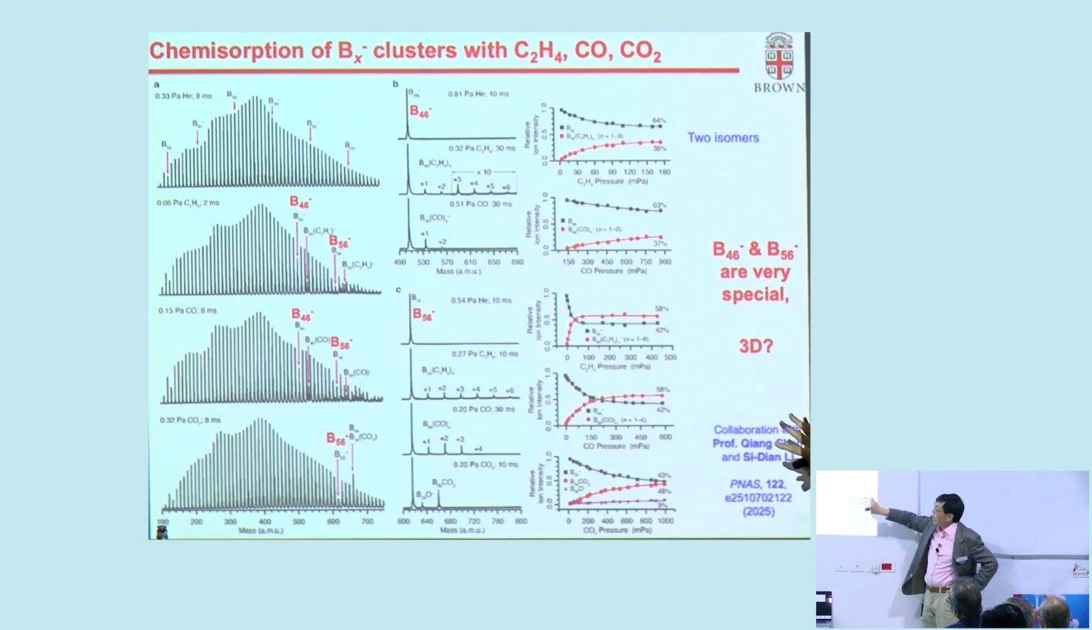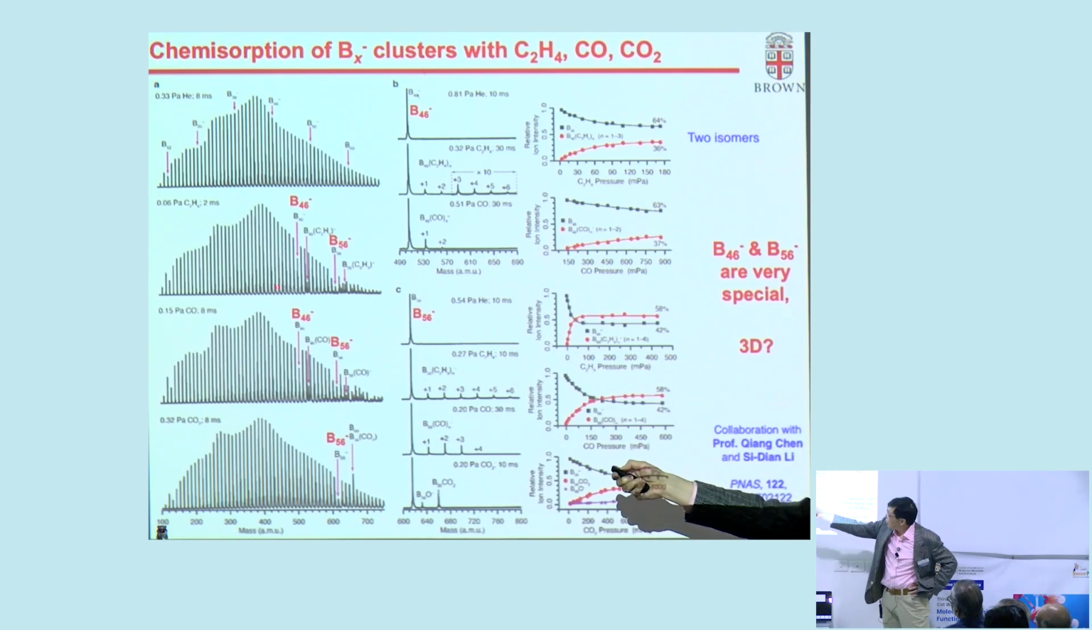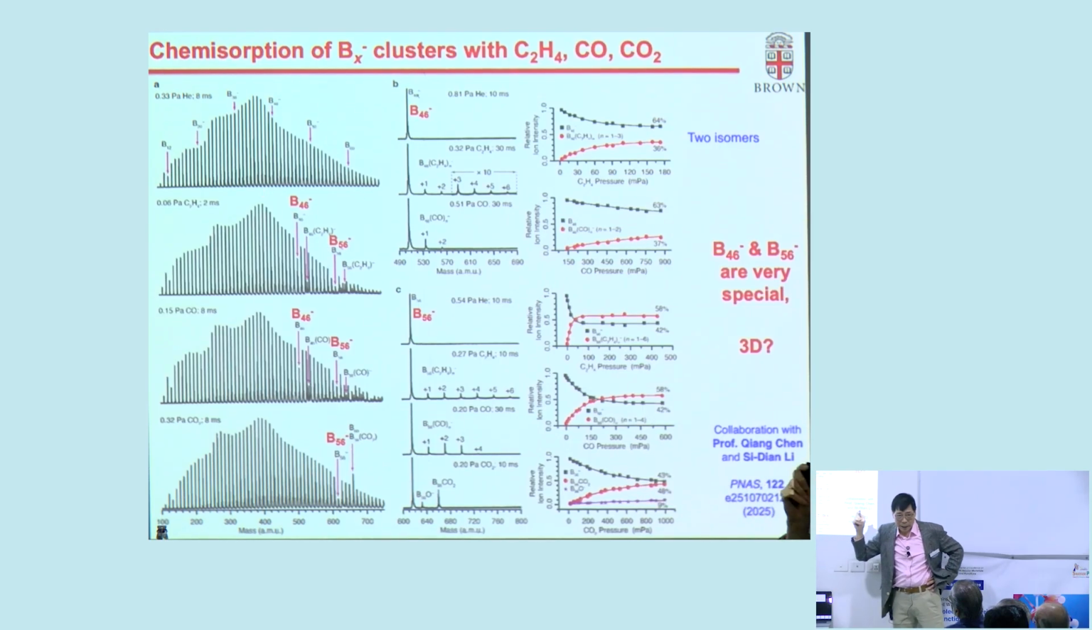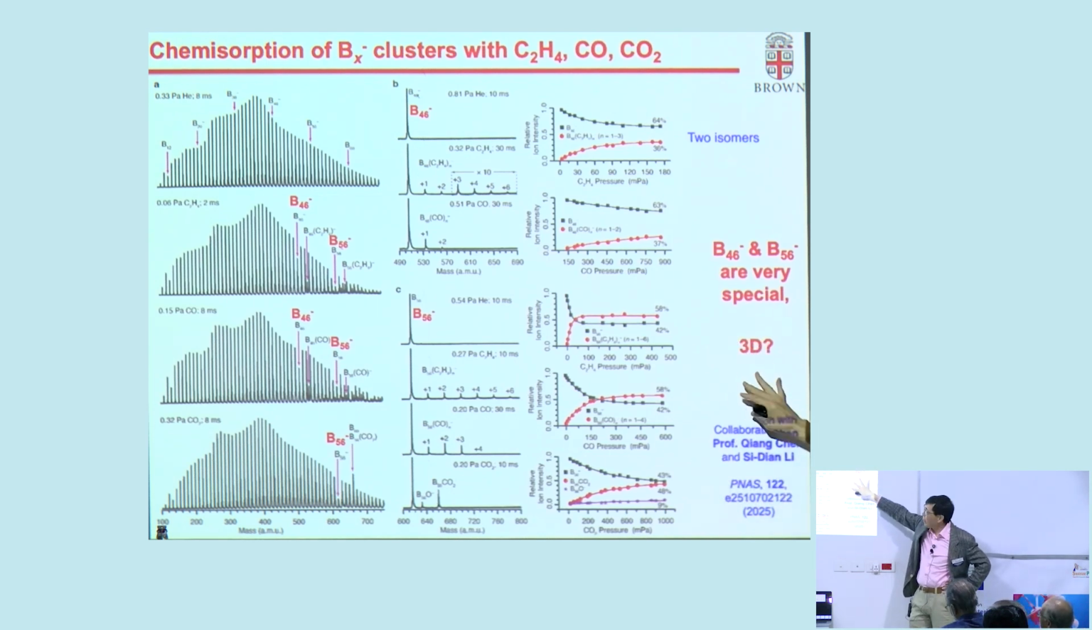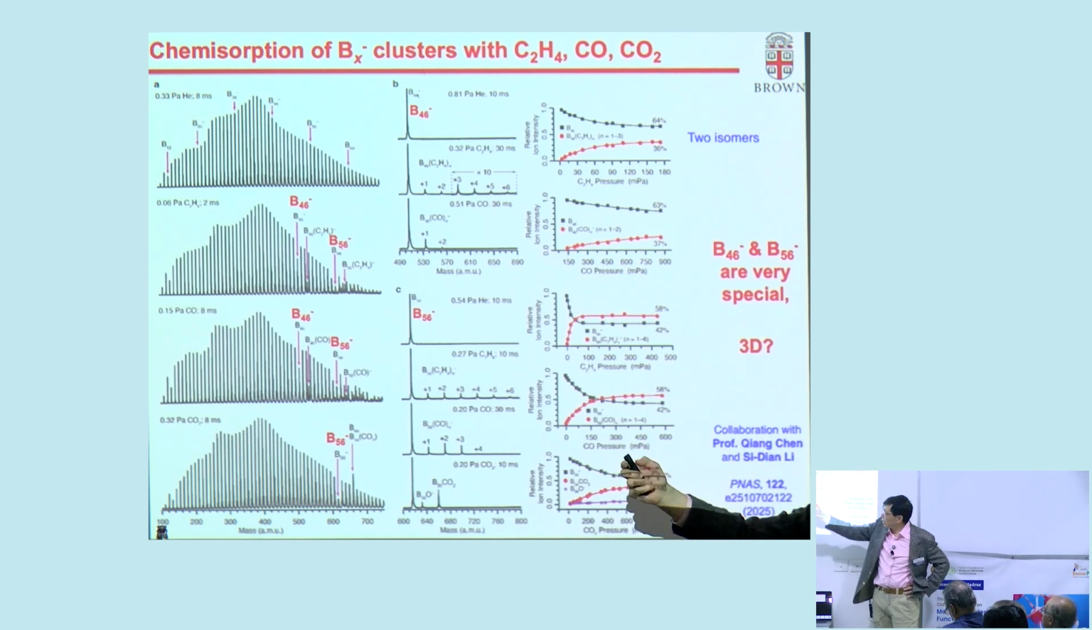Let me just say that we were able to collaborate with a group in China. They were doing chemisorption experiments. They found that in reaction with ethylene, B46 is reactive, B56 is reactive. And they were able to do kinetics. They found there are different isomers. So this gave us a hint, right?